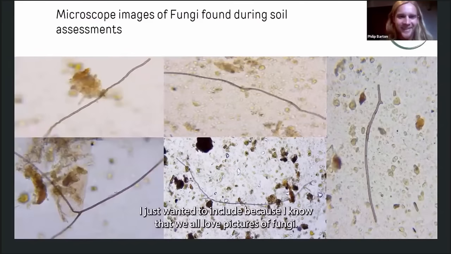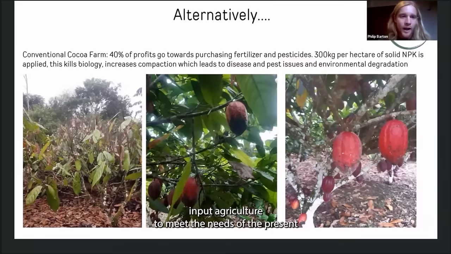Alternatively, we go back to our high input agriculture to meet the needs of the present. 40% of all the profits go towards the purchasing of fertilizer and pesticides. 300 kilos of solid NPK per hectare are used. This kills the biology, increases compaction, and leads to the disease and pest issues that we see, and environmental degradation.